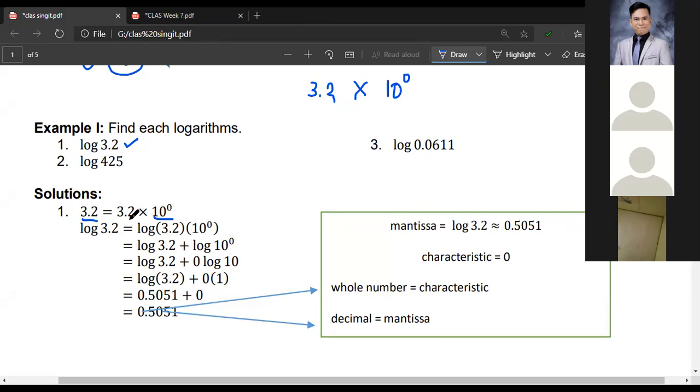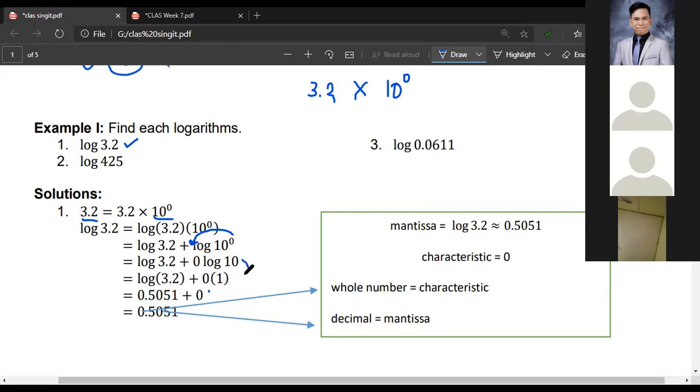Substitute natin si 3.2. Kaya mayroon tayong logarithm of 3.2 times 10 raised to 0. And then apply the product of logarithm. So pag hihiwalayin natin si 3.2 and 10, so magiging logarithm of 3.2 plus logarithm of 10 raised to 0 siya. And then ibababa natin si 0. So magiging logarithm of 3.2 plus 0 times logarithm of 10. Actually class, pag minultiply natin itong 0 times logarithm of 10, 0 na yan siya agad.